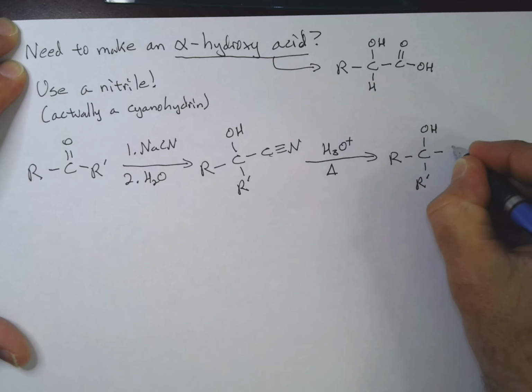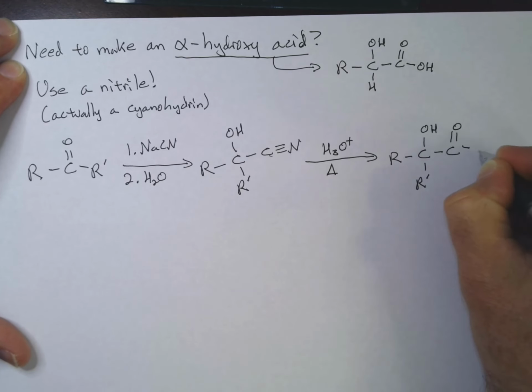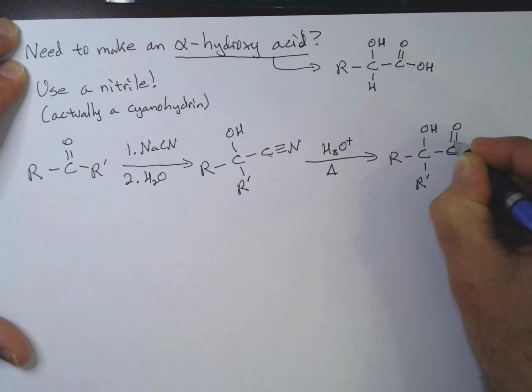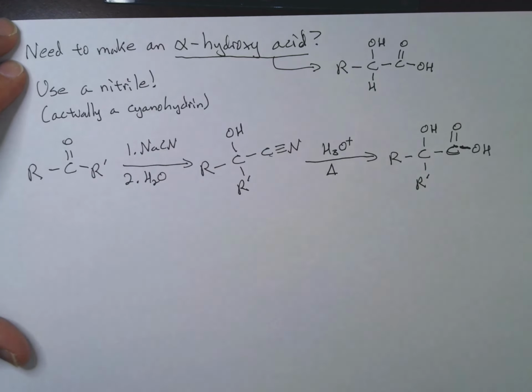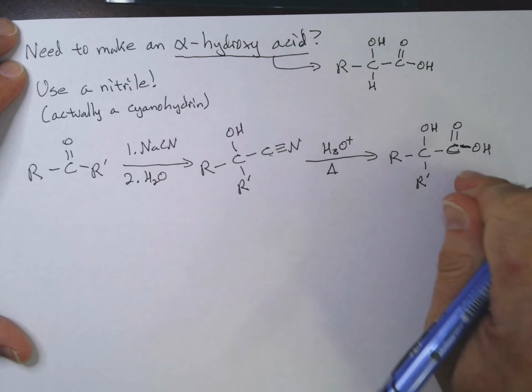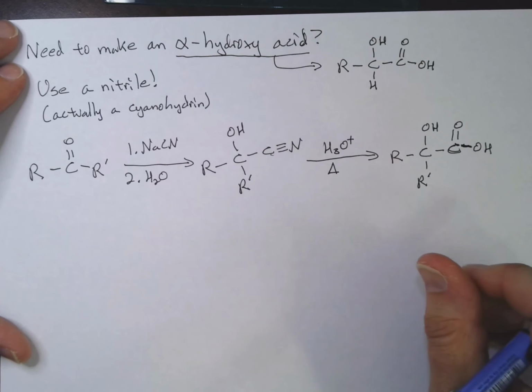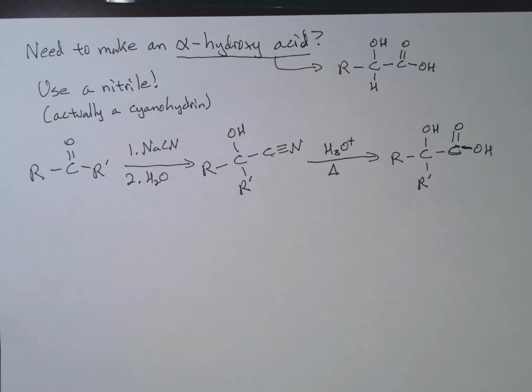So I now have C double bond O OH. There we go. Here's my carboxylic acid, my alpha hydroxy carboxylic acid. I don't know, I always thought that was kind of a cool reaction. It's an interesting way to introduce an alpha hydroxy group to something.